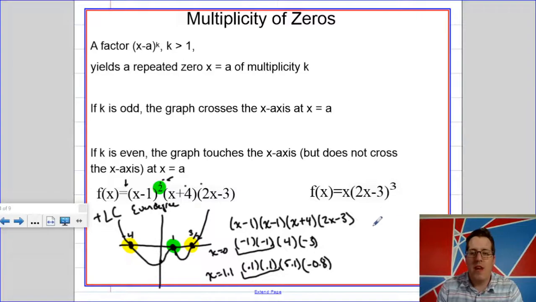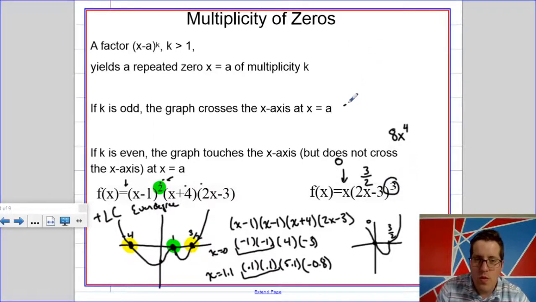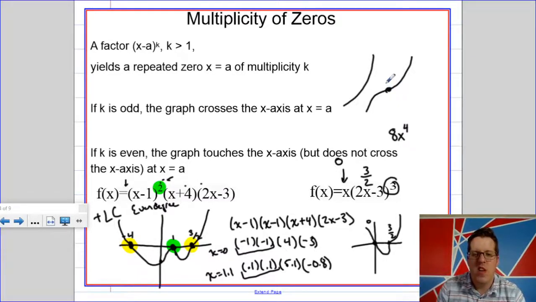Okay, so looking at our next one. Remember, this tells us that we have a 0 at 0, and this tells us that we have the same 0 at 3/2 repeated 3 times. So here's 3/2, here's 0. This graph has a positive leading coefficient. If we multiplied all of this out, our leading coefficient would be 8x to the 4th. So we're going to go through our graph here, and then when we have a value of 3 for our multiplicity, our graph won't go straight through our 0. It will make a little squiggle through the 0, but it still will pass through it. It'll just change its shape a little bit.